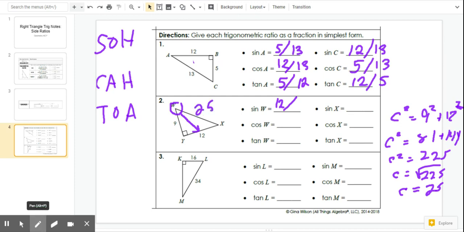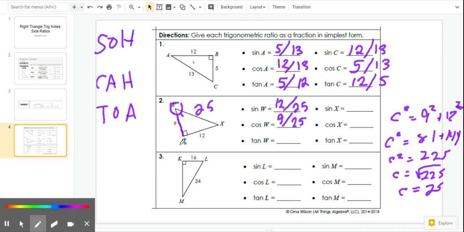So the Pythagorean theorem is still relevant. Still have to use it sometimes to find missing sides. So sine of W is 12 over 25. To find the cosine of W, again, cosine is adjacent over hypotenuse, so the adjacent leg is 9, because that's next to angle W, so 9 over the hypotenuse, which is 25.